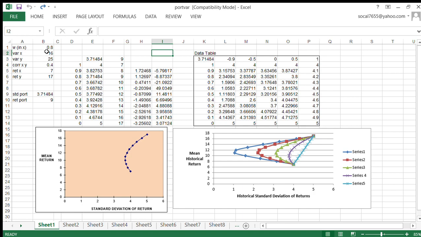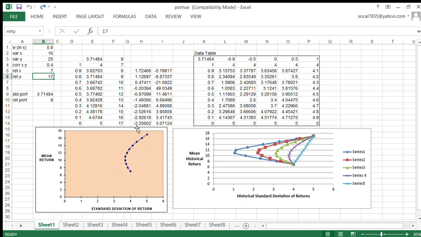Okay, so here we have some data. The variance of x is 16. That means the standard deviation is 4. Variance of y is 25. It means the standard deviation is 5. Correlation coefficient right now between x and y is 0.4. And the mean historical return on x is 7. The mean historical return on y is 17. And down here is that graph.